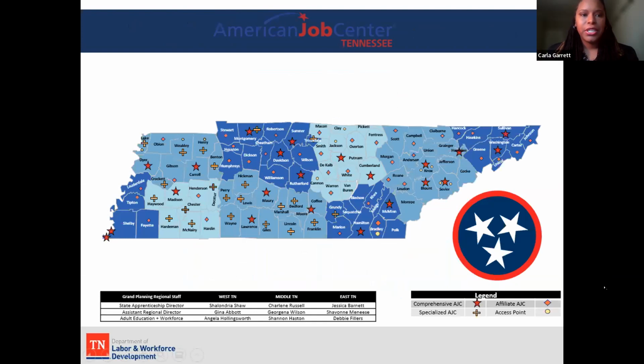Our American Job Centers are located throughout the state of Tennessee. So access to our workforce structure is accessible in all 95 counties. So you'll see here, we have a variety of American Job Centers: comprehensive centers, affiliates, specialized centers, or access points. So we've expanded the entry points again for individuals to engage in the workforce.